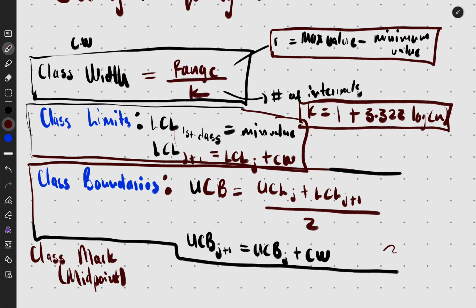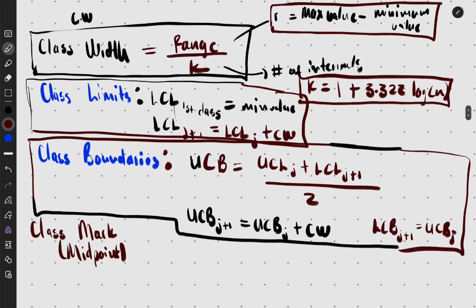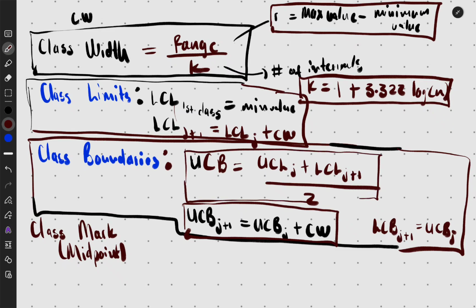Then what you must know is that the lower class boundary of class J plus 1 is equal to the upper class boundary of class J. So lower class boundaries, we don't need to calculate them. You just take the value which was the upper class boundary on the step before, and you make it the lower class boundary of the next step. But the upper class boundary, you get by adding the class width to the upper class boundary of class J. You get only the first one, then start adding class width to get all the other upper class boundaries. Then to get the lower class boundaries, just use the upper class boundary of the one before.